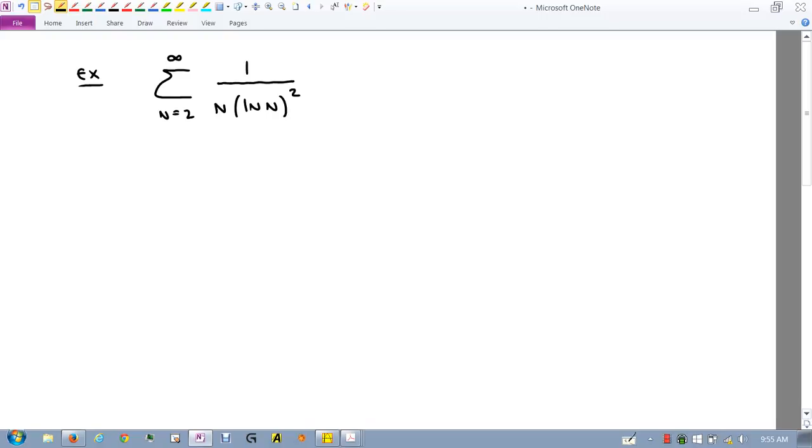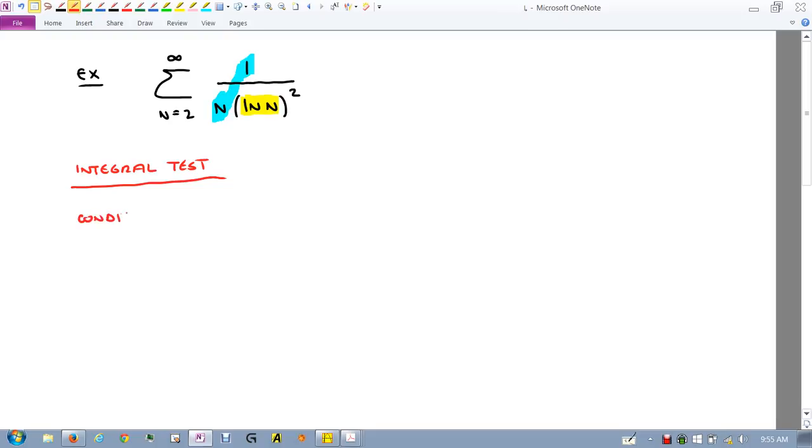So do you see a way of integrating that? Yeah or no? U sub, I see this right here, natural log of n. I see its derivative. Its derivative is what, 1 over n? So I see a basic U sub here. So I'm thinking integral test.